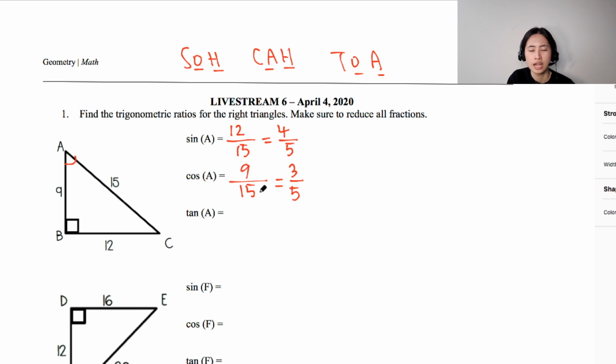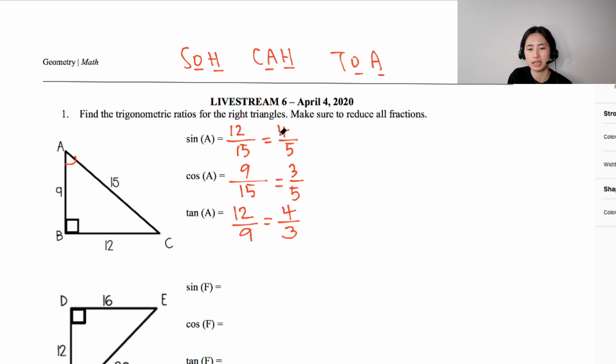So now you can see that sine A is actually 4 over 5, cosine A is 3 over 5. Now if we look at tangent, we know that tangent is going to be opposite, which is 12, over your adjacent side, which is 9. So dividing these two numbers by 3, we get 4, and this is 3.